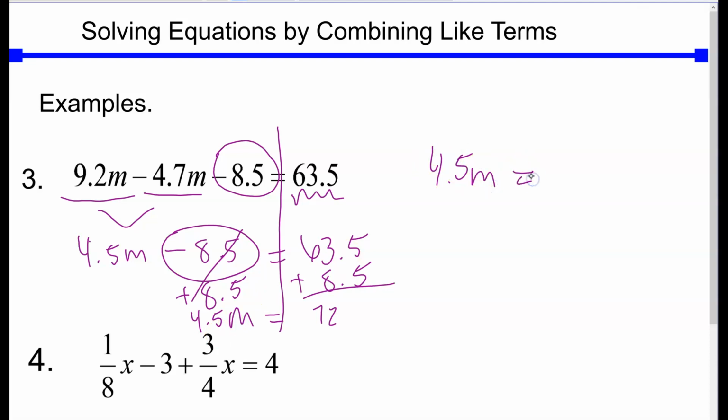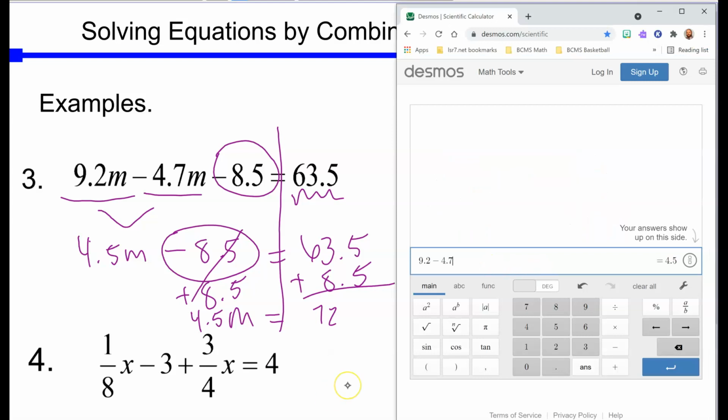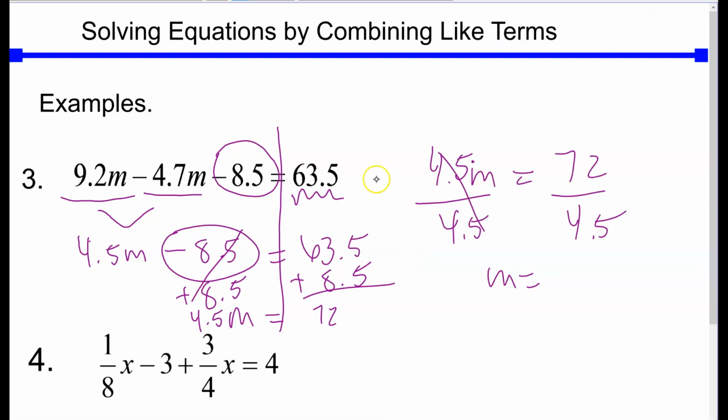I'm going to write it up here, is equal to 72, right? This is a decimal. That's a whole number. That does not change our steps. So we added, and then 4.5 m is multiplication. So my step here is to divide by 4.5. And when I do that, if I can't think of this off the top of my head, I can use my calculator again. So 72 divided by 4.5, I get my answer, which is 16. So I can come back here, write that in. M is equal to 16, okay? M is equal to 16.